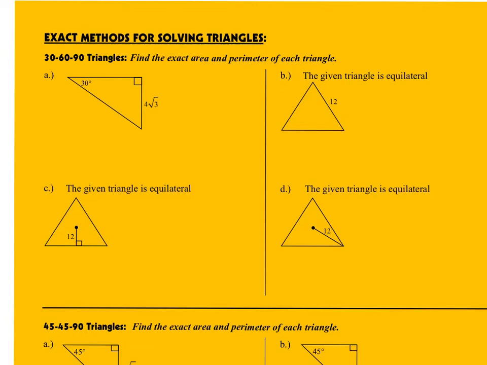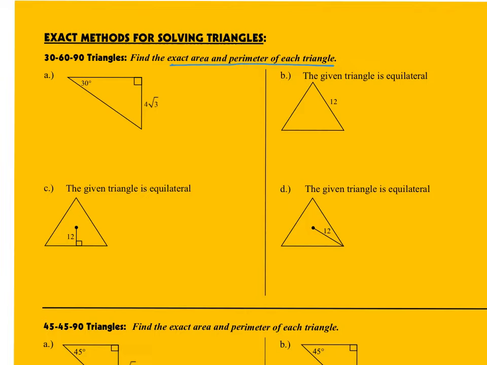In this video, we're going to go through some examples on triangle area and specifically working with 30, 60, 90 triangles. All right, so let's take a look here first at our instructions, exact methods. Remember, that means no decimals anywhere in our work or our final answer. These problems want us to find the exact area and perimeter of each triangle.